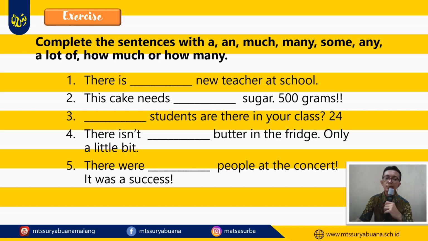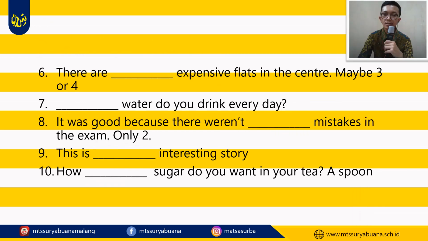Alright, this is the time for you to do the exercise. Complete the sentences with a, an, much, many, some, any, a lot of, how much, or how many. Put the correct quantifiers into these blank spaces. I have some questions for you, number 1 up to number 10. This is number 6 up to number 10. Please fill the blank spaces here with the quantifiers correctly. Please submit it to Google Classroom.